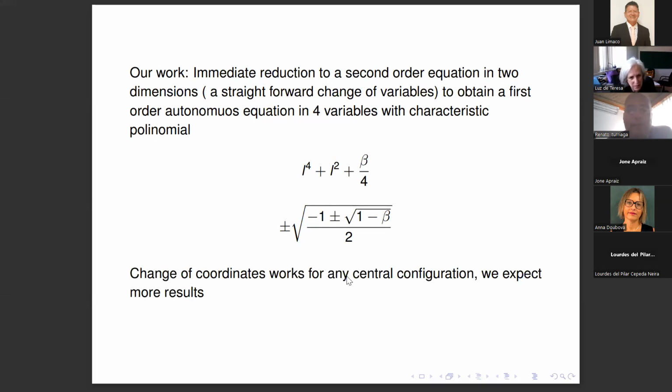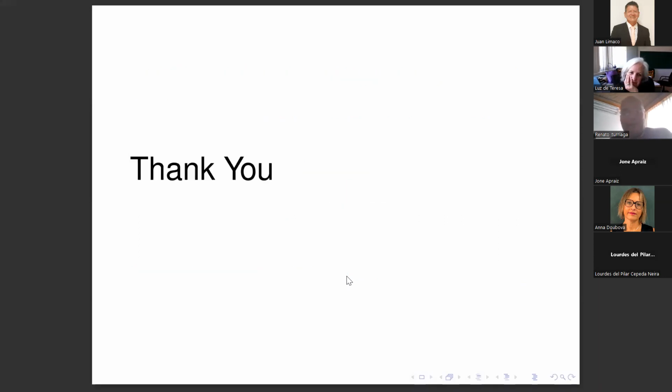So, okay. This change of coordinates works for any central configuration, so we expect more results, but we are not finishing that yet. Thank you.